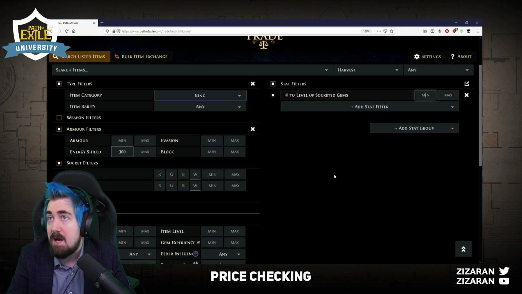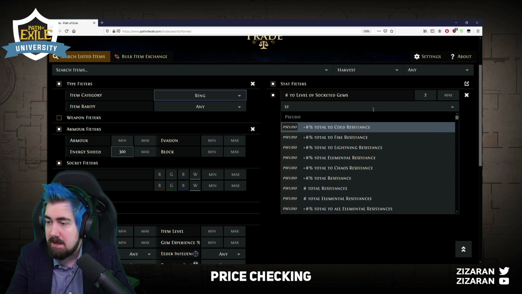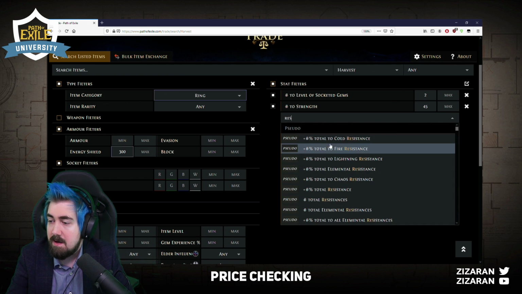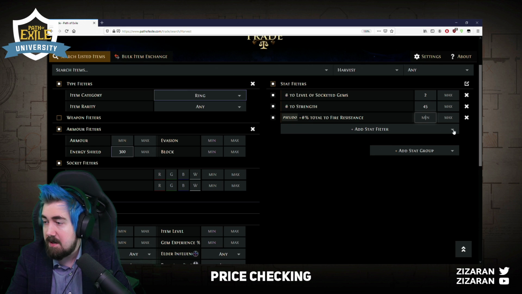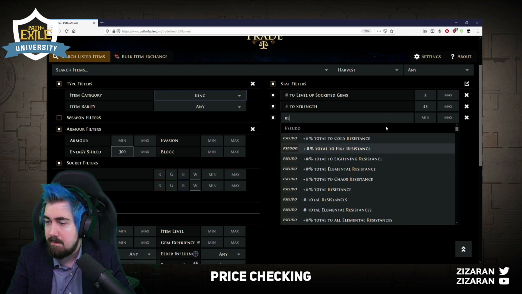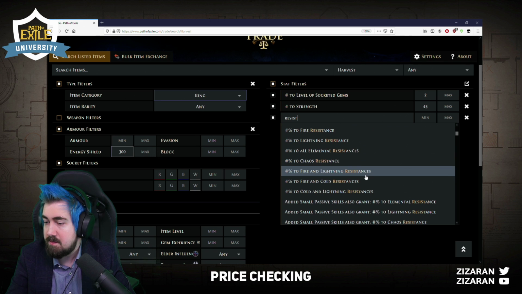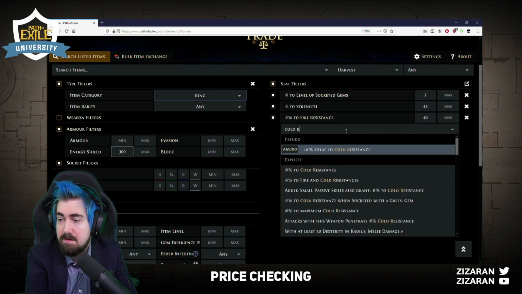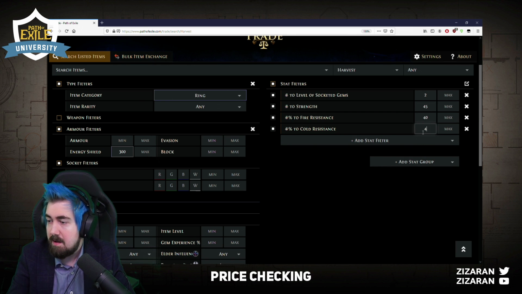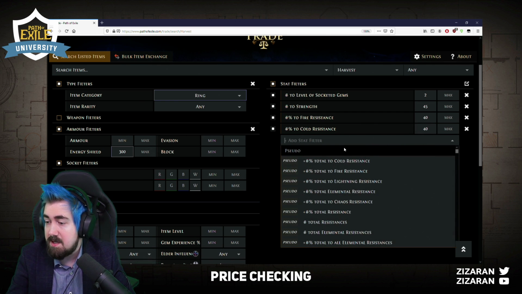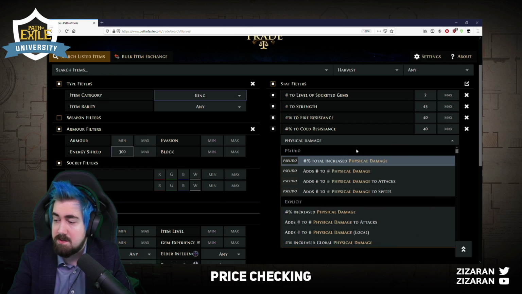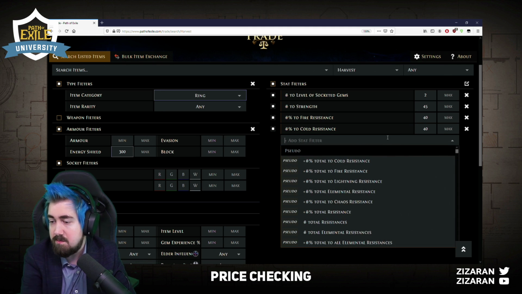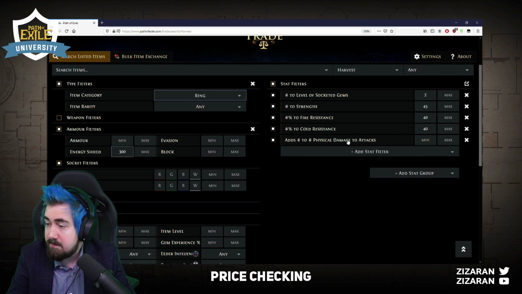Say that our ring has +2, and it has strength. It has 45 strength. Our ring has fire res. Whoops, wrong one. It has fire res, and it has cold res. And it does have another good stat too. It has physical damage, 2 attacks. I guess we'll just not use pseudo mods for this.